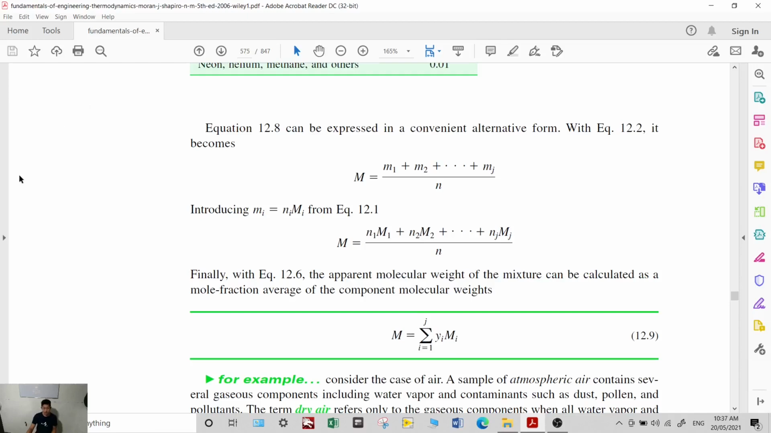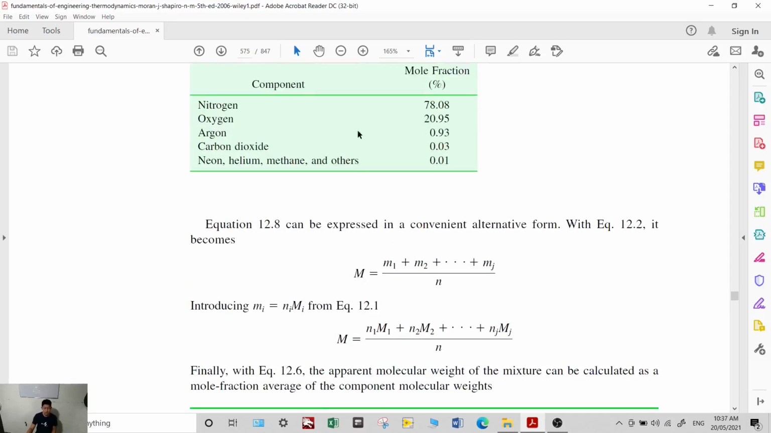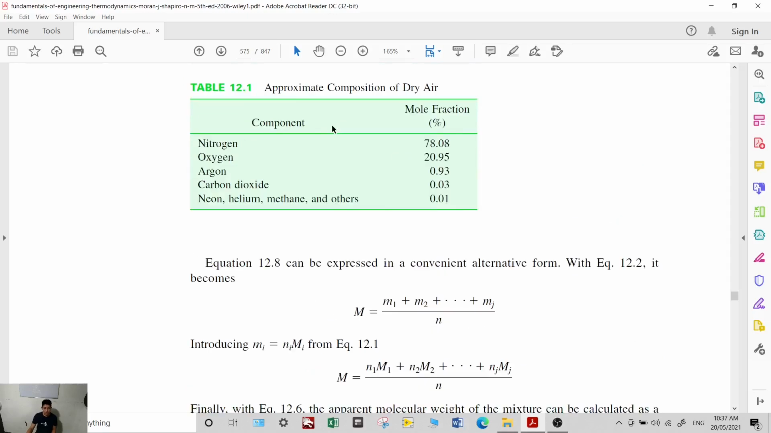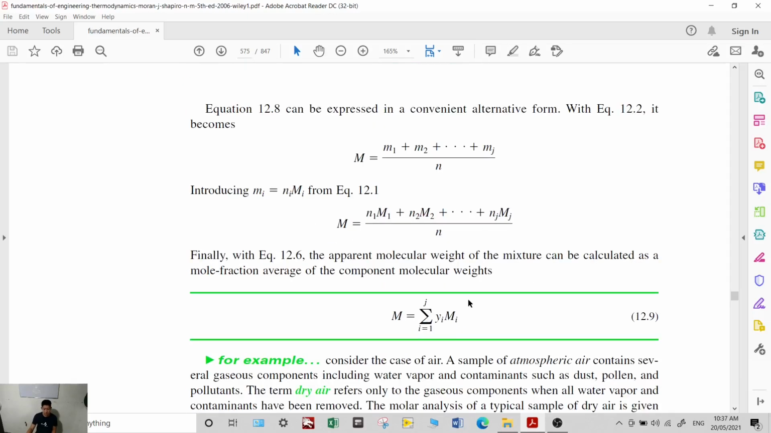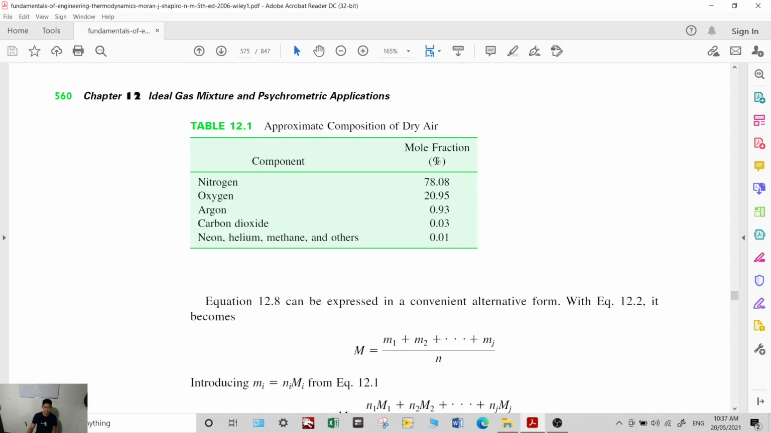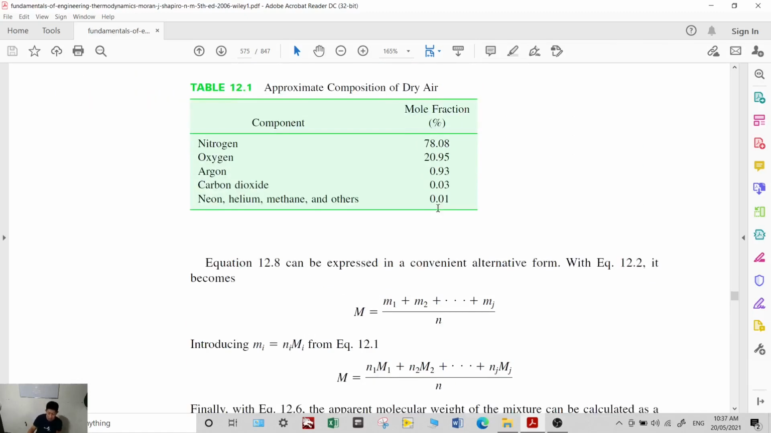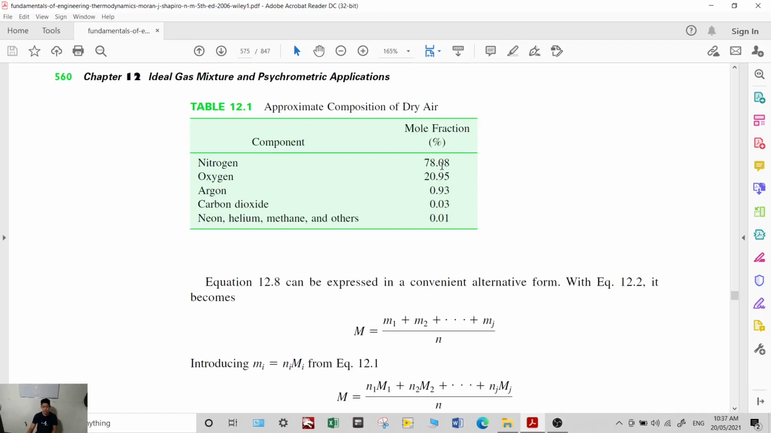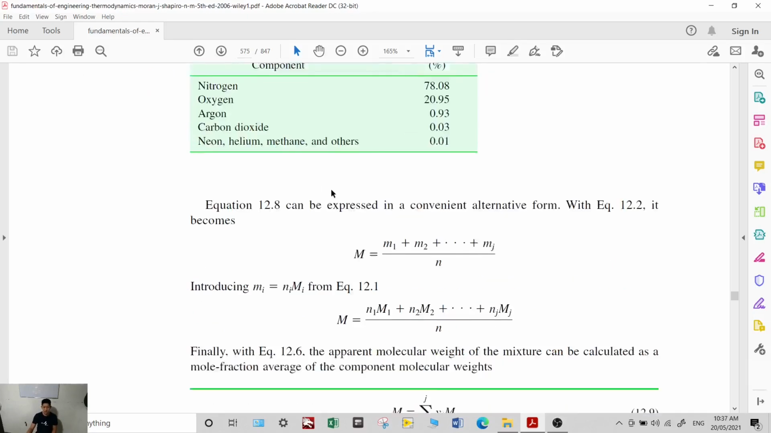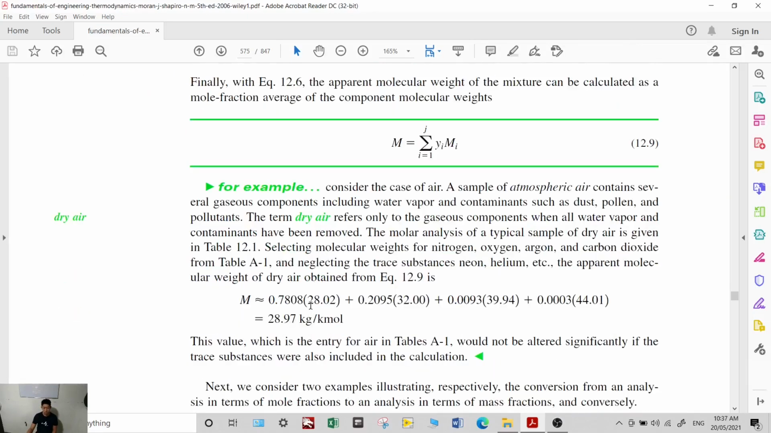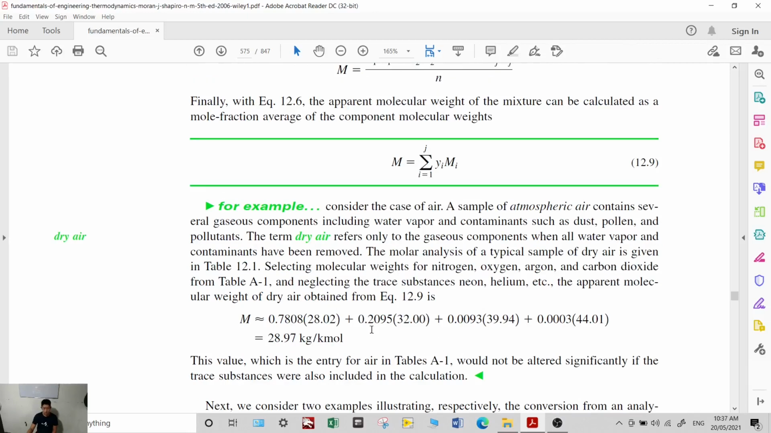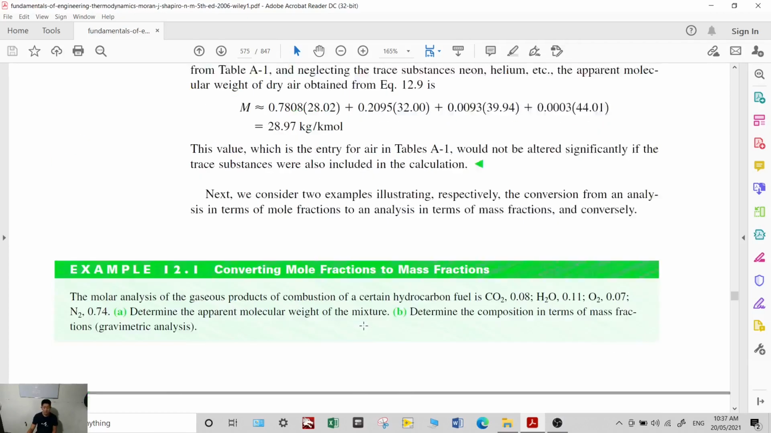So if you have a mixture and you don't know its molecular weight, you can use this equation. So say for example, for air, what is the molecular weight of air? You multiply 0.78 times the molecular weight of nitrogen. So nitrogen is 28. Therefore, the molecular weight of air is 28.97 kg per kilomole.